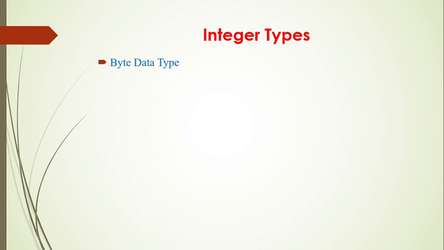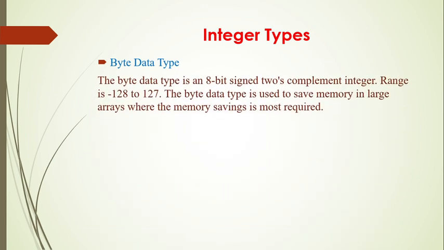First of all, we're discussing the byte data type. The byte data type is an 8-bit signed two's complement integer. Range is minus 128 to 127. The byte data type is used to save memory in large arrays where memory saving is most required. For example, byte A equals 10, byte B equals minus 20. A byte value is a very small value as it contains only an 8-bit signed two's complement integer.